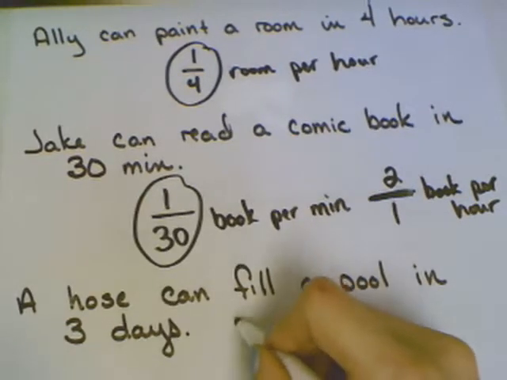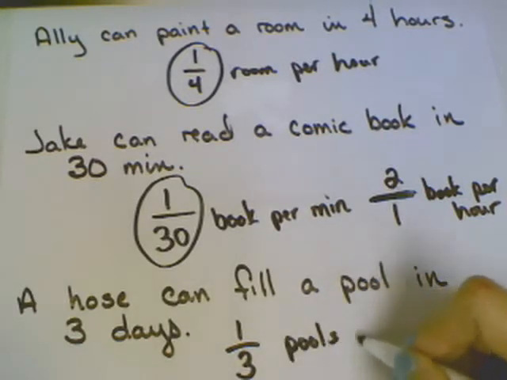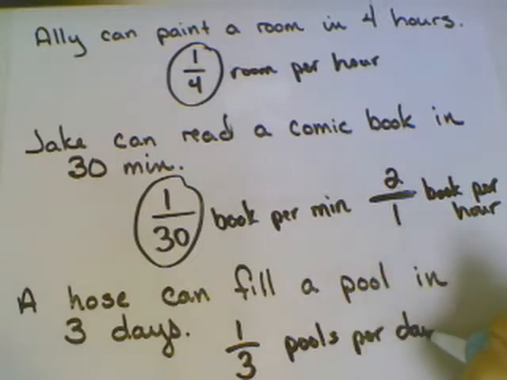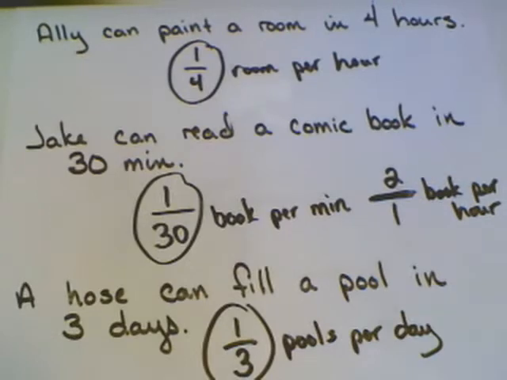A hose can fill a pool in 3 days. That means the hose can fill 1 pool in 3 days. And the label would be pools per day. If you notice, the work rate is really the reciprocal of the time it takes to complete.